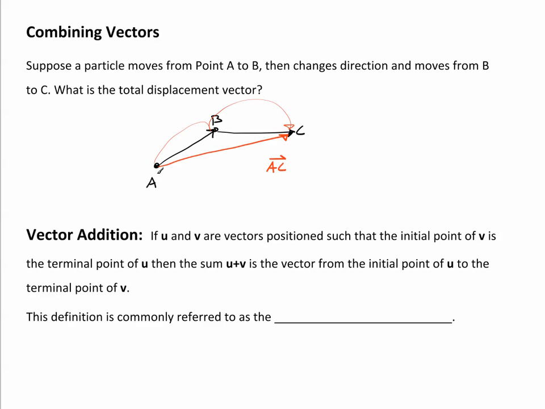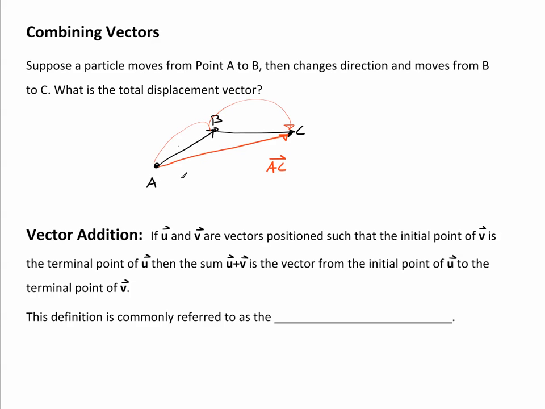Now, this brings up the idea of vector addition. If U and V are vectors, and hopefully you can see those are bold type, all these are vectors here. I'm going to stick those arrows up there just to make sure, until you get used to the idea that those are all vectors. If U and V are vectors positioned such that the initial point of V is the terminal point of U, then the sum U plus V is a vector from the initial point of U to the terminal point of V. Well, that's exactly what I have here.